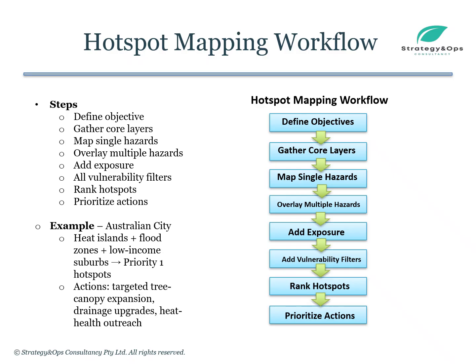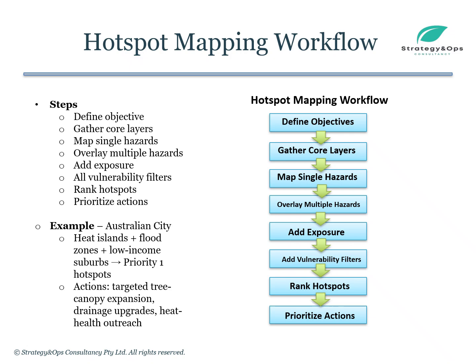Overlay hazards. When heat and flood layers were stacked, several districts faced both high heat and recurrent flooding. Add exposure. Schools, aged care facilities, and dense housing blocks were mapped to show which populations were directly in harm's way. Add vulnerability. Low-income households, older adults, and poor quality housing concentrated in these same districts elevated them further in the ranking. Rank hotspots. Suburbs that repeatedly scored high across hazard, exposure, and vulnerability metrics became Priority 1 zones.